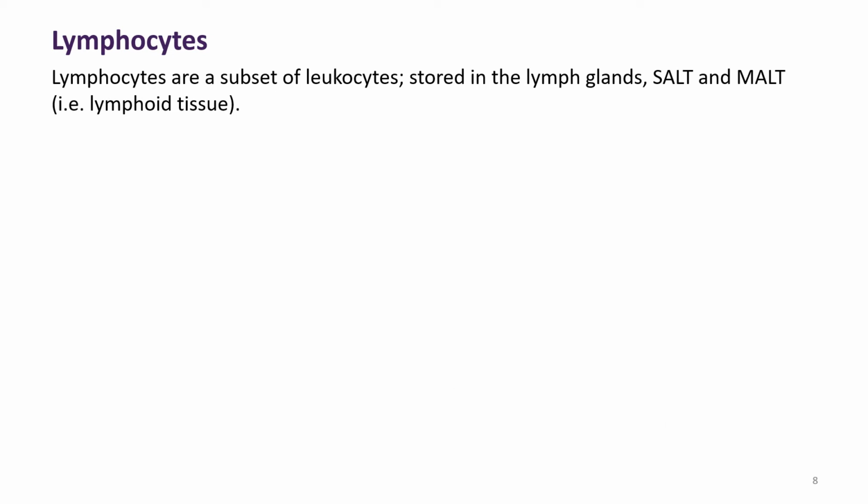Lymphocytes we really should be talking about, and we will talk about in the next part, because these are a subset of leukocytes, and generally we're talking about T and B cells stored in lymph glands but also in lymphoid tissue. So in terms of lymphoid tissue, we have skin associated lymphoid tissue, remember SALT. We have mucosa associated lymphoid tissue, MALT. Let you into a secret, we'll also in clinical reasoning talk about gut associated lymphoid tissue, or GALT. So anywhere we have lymphoid tissue, we will have lymphocytes.